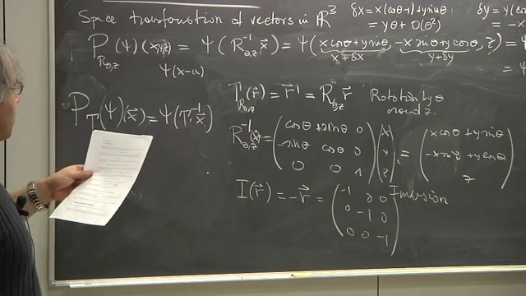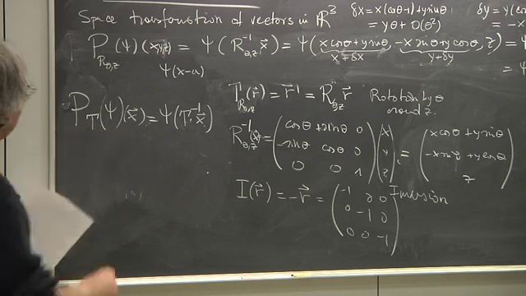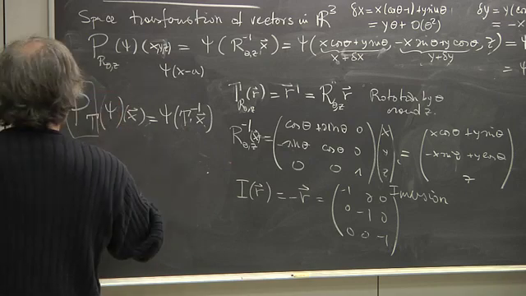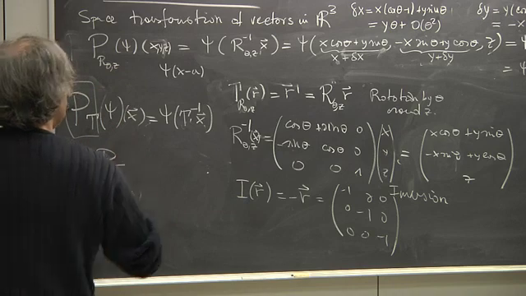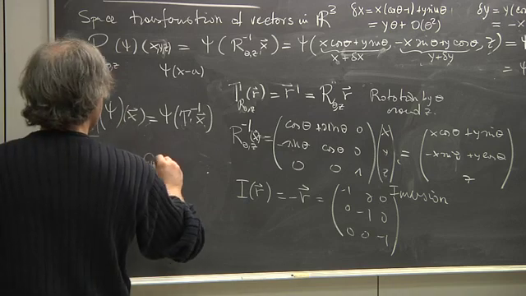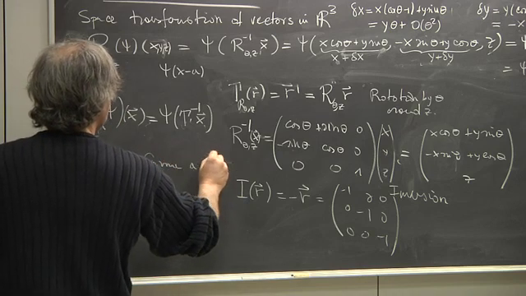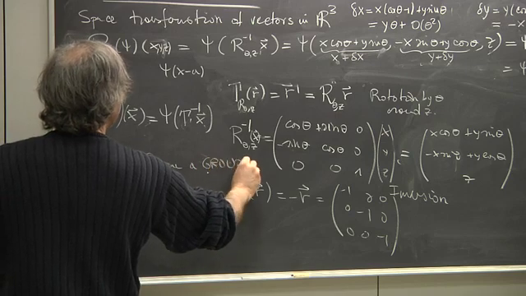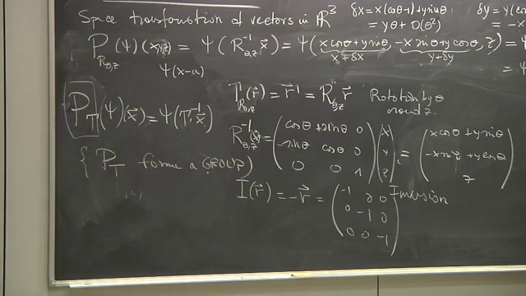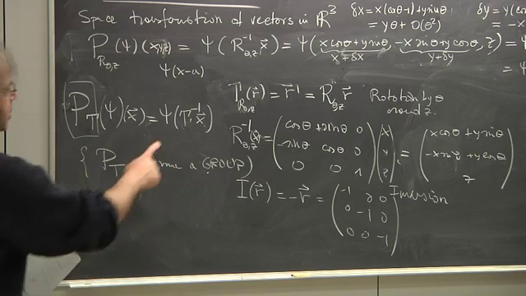Now, one thing that you can prove is that, in fact, these objects, the P of T, form a group, exactly as the T form a group. And you might ask, what is the composition? Well, it's pretty simple.